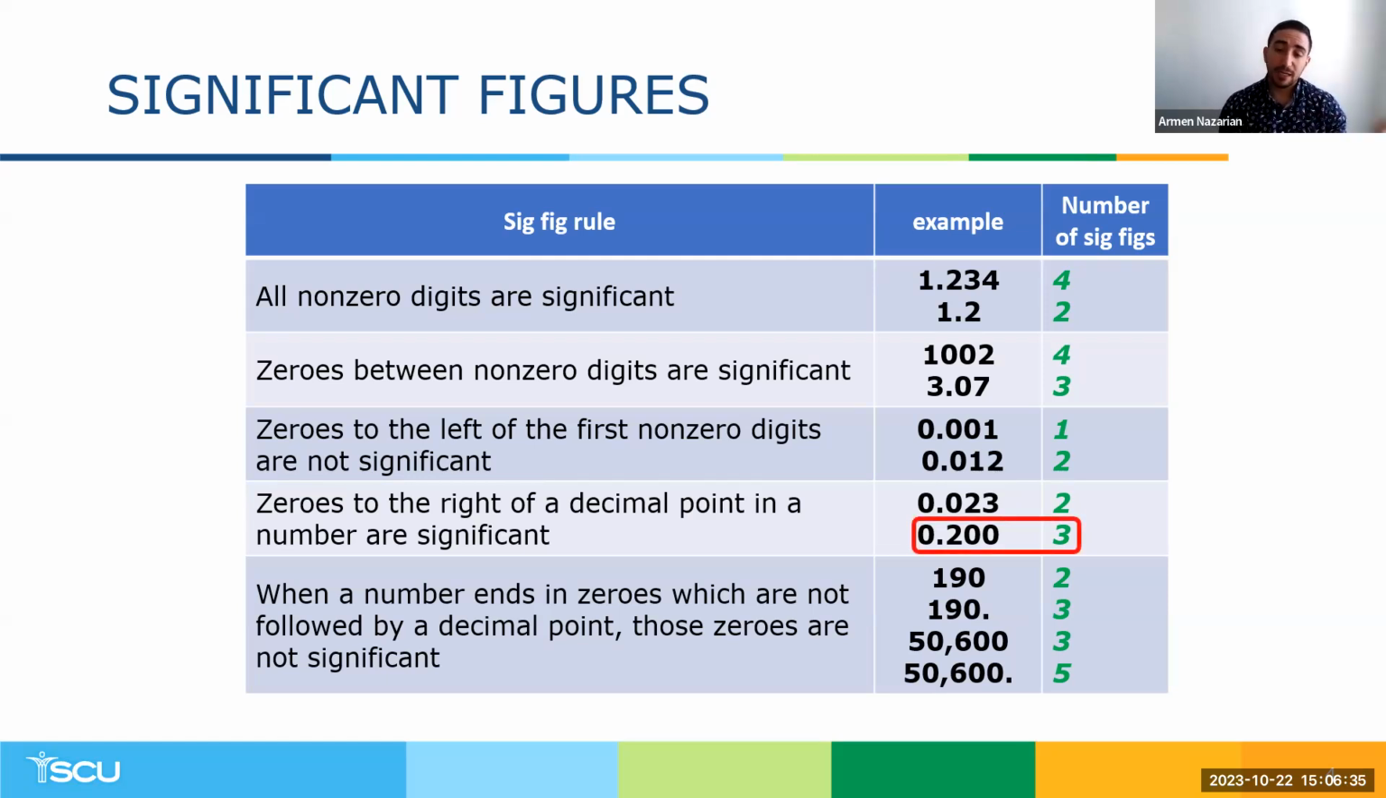On the other hand, zeros that come after a non-zero digit but are not followed by a decimal point do not count as significant figures. That's why 190, despite having three digits, only has two significant figures. So if you want those zeros to count, the zeros that are trailing a non-zero digit, you have to punctuate them with a decimal point. So 190 plus a decimal point now has three significant figures.